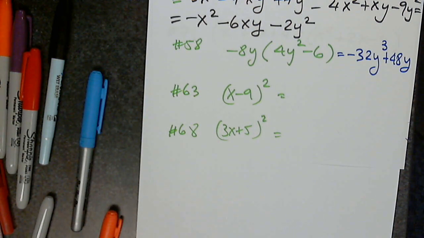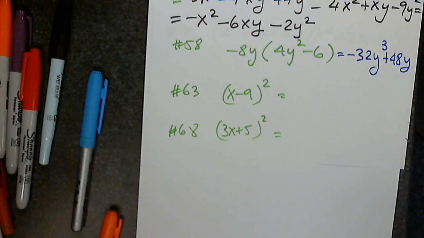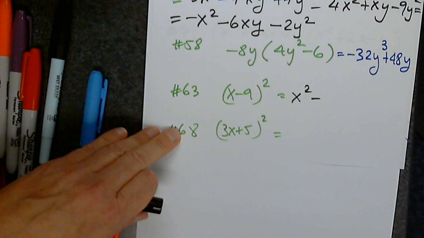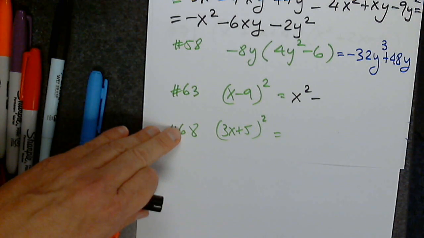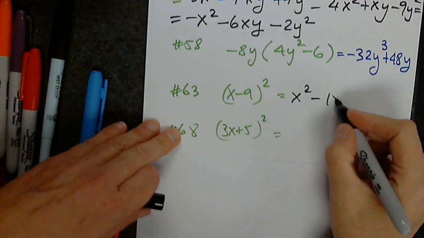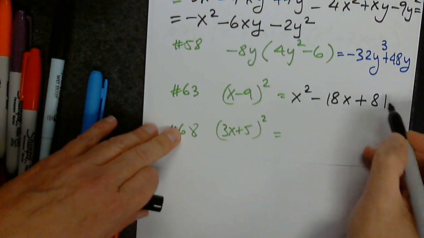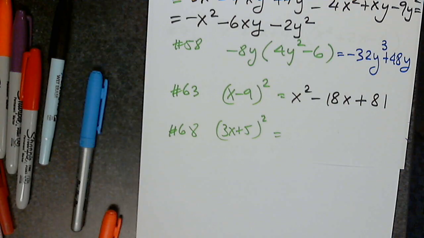Please understand the formula. Minus 2 times the first times the second: minus 18x plus 81. First term squared, plus 2 times x times 9, which is negative 18x, plus the second term squared, which is 81.